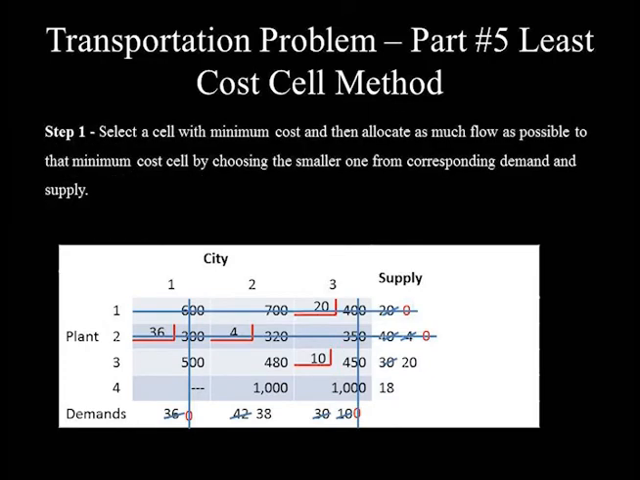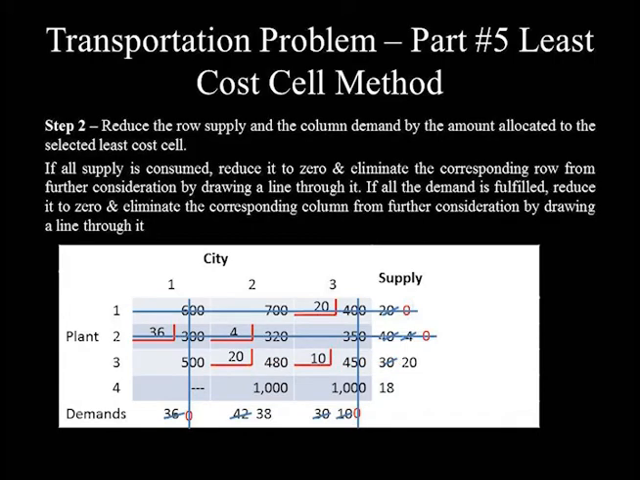From the remaining 2 undeleted cells, 480 is the smaller unit cost. Supply corresponding to this cell is 20 and demand corresponding to it is 38. The amount allocated to this cell is 20. Subtracting the allocated 20 reduces plant 3 supply to 0 and CT2 demand to 18. Row 3 has to be deleted because plant 3 supply is completely consumed.